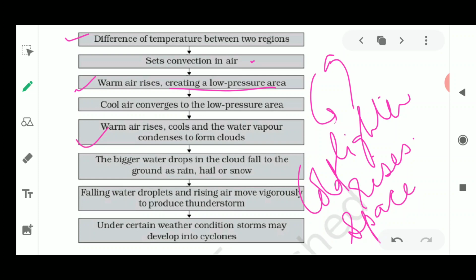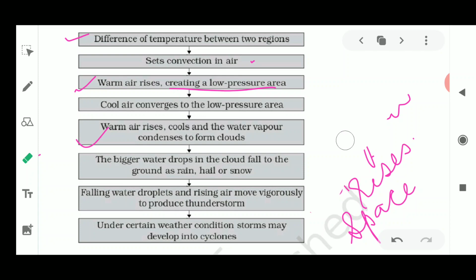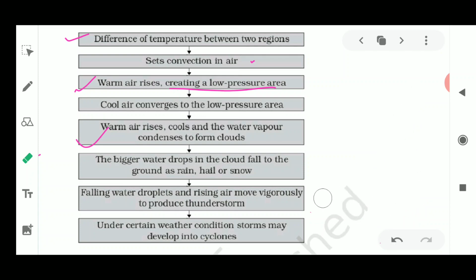Now once the clouds are formed, the bigger water droplets in the clouds fall on the ground in the form of rain, hail and snow. Okay, so precipitation happens. We have learned this very well in the water cycle, that whenever evaporation takes place, it is followed by condensation, and then precipitation happens. Cloud is formed and then precipitation happens in the form of rain, hail and snow.